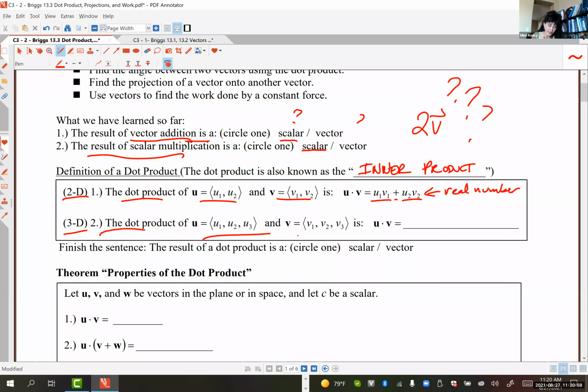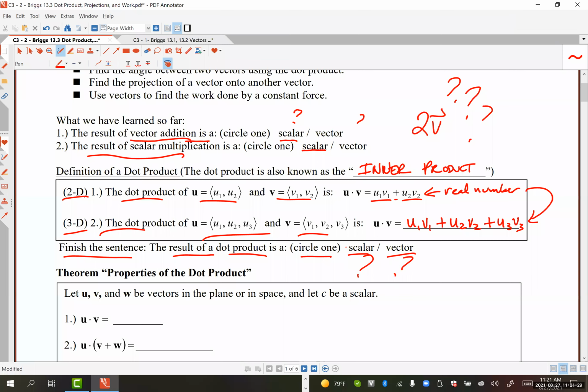In 3D, similarly, you are going to see a little dot. That means go get the dot product of those two guys. And the answer will be U1 times V1 plus U2 times V2 plus U3 times V3. Fill in the blank. And it's a real number. So now let's finish this sentence. The result of a dot product is, here are your choices, scalar or vector. Scalar. Scalar is correct. It's a number.